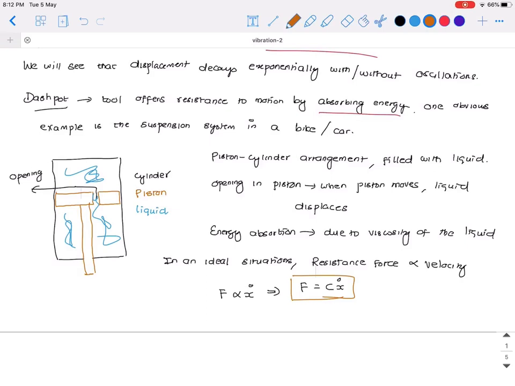Okay, so C is a parameter characterizing the dashpot design. For different designs of dashpot, the constant C can be different, okay, which defines the magnitude of resistance force.